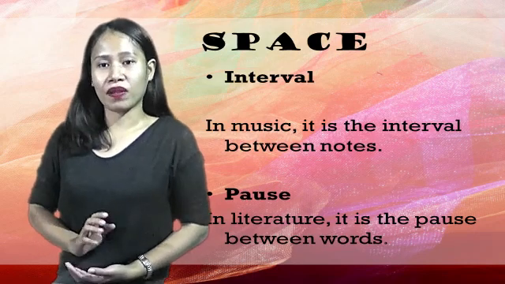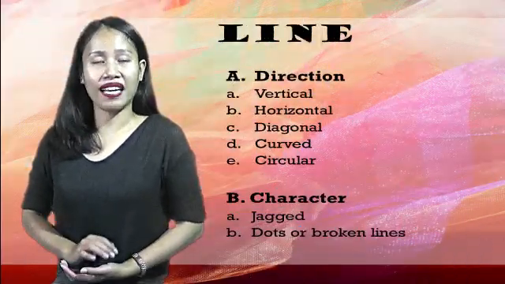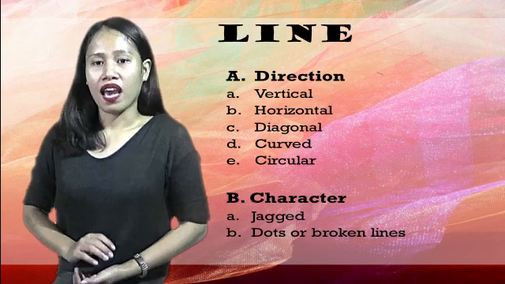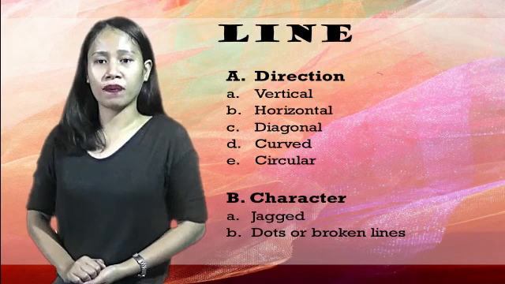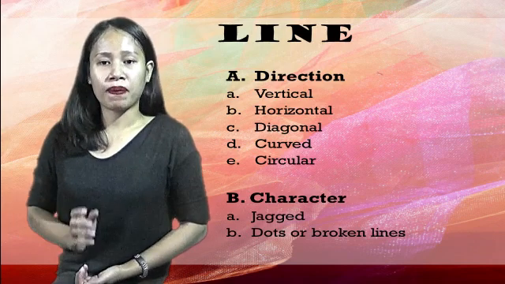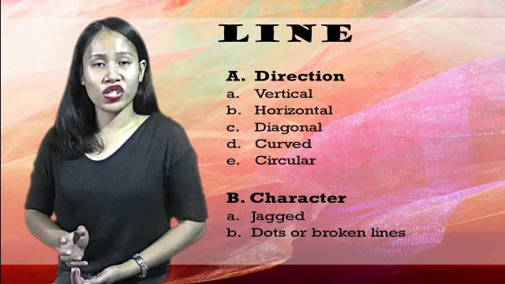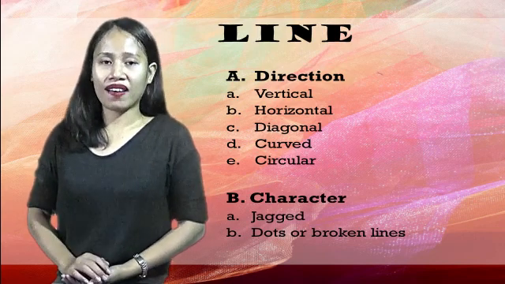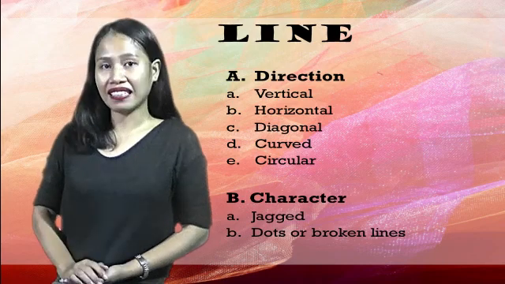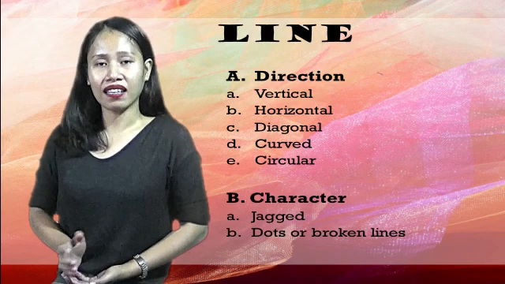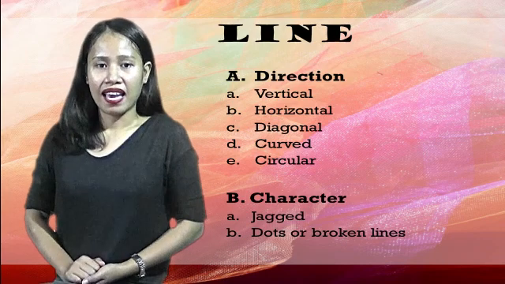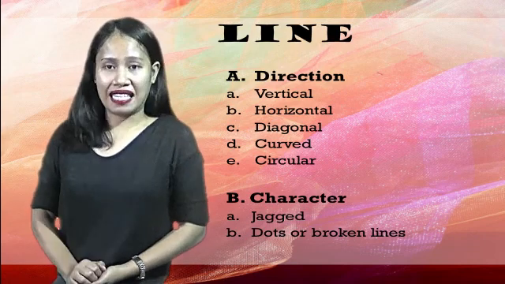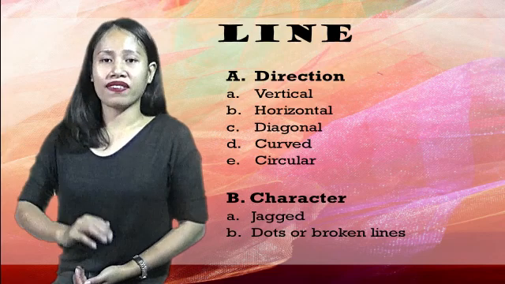So we have the next element of art, the line. So what is line? Line is the extension of a point, a short or long mark drawn or carved on a surface. It is an implied path suggesting direction and character. In direction, we have the vertical line, horizontal line, diagonal, curve, and the circular line. And in character, we have the jagged, dotted, or broken lines. So let's go back to direction lines.